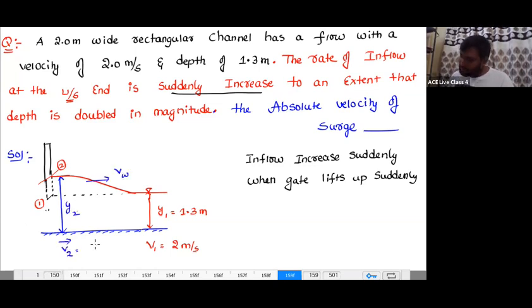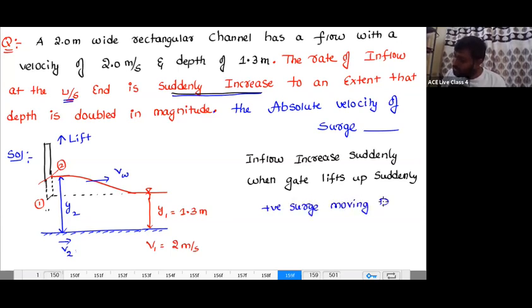This is V2. Okay. So now I am asking you the absolute velocity of the surge. I hope you understood what is happening. The meaning of rate of inflow at the upstream end suddenly increasing means when you lift the gate, only then is it going to suddenly increase. So when you lift the gate, the positive surge is going to be moving downstream.